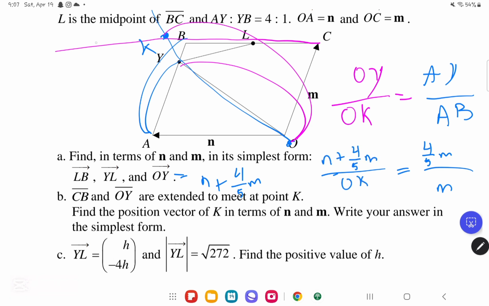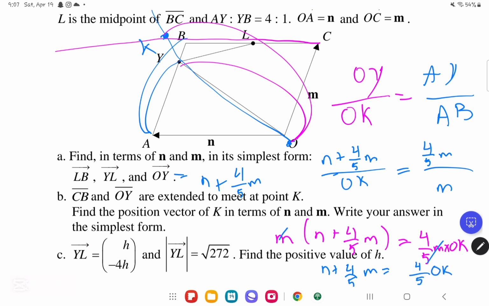Now you're going to do cross multiplication. After doing cross multiplication, you get M times N plus 4/5M is equal to 4/5M times OK. So cancel M from both sides. Now you're left with N plus 4/5M is equal to 4/5 OK.